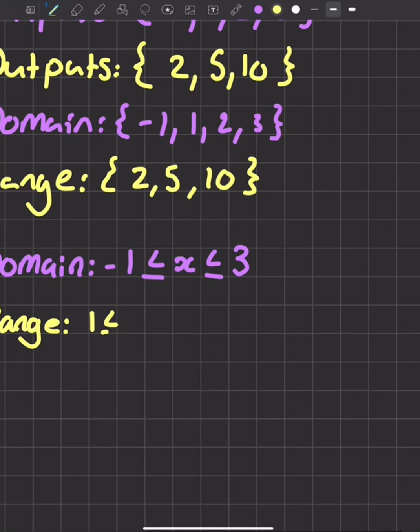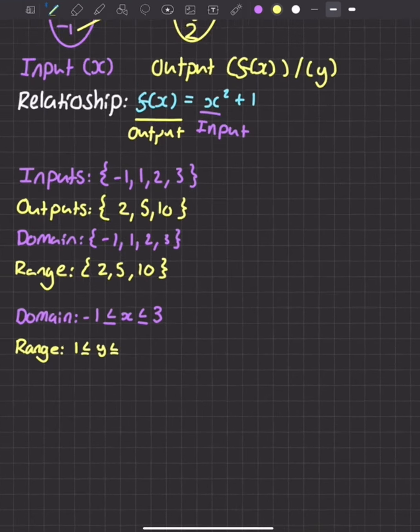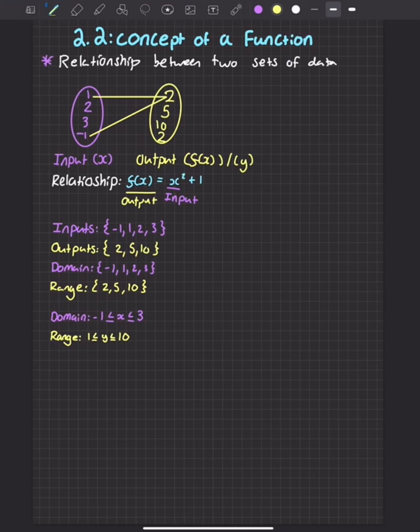It will be equal to 1, y. And then you put the largest output you can get between 1 and 3. And this would be when x equals 3. So 3 squared plus 1 is 10. So the largest output you can get is 10. So your range is now 1 to 10.